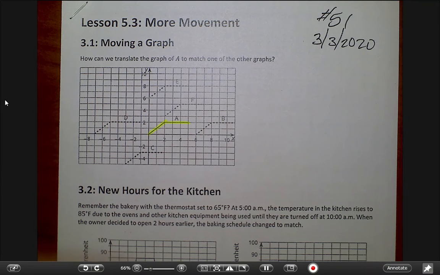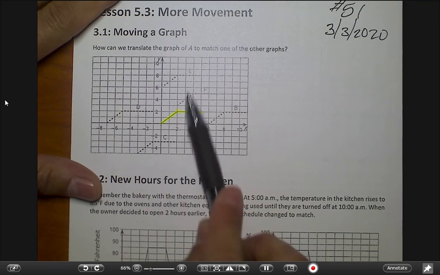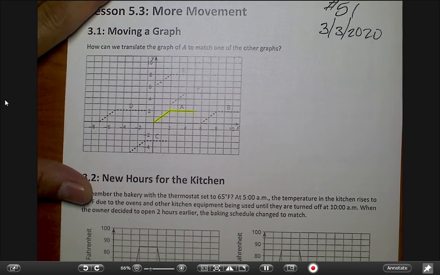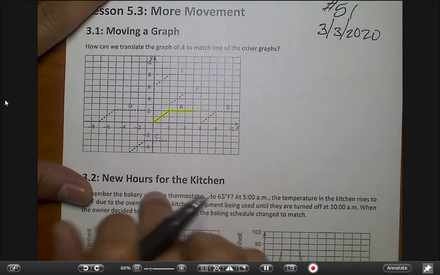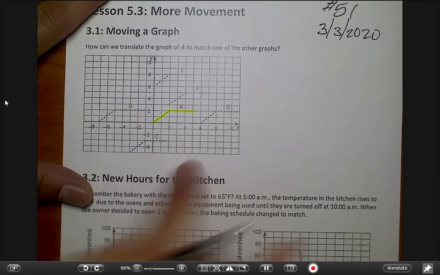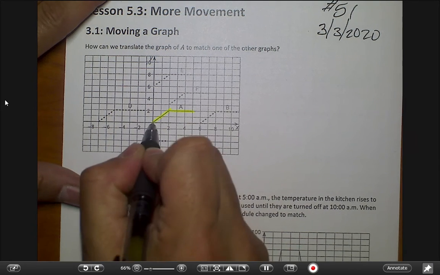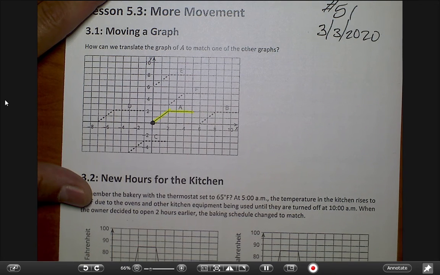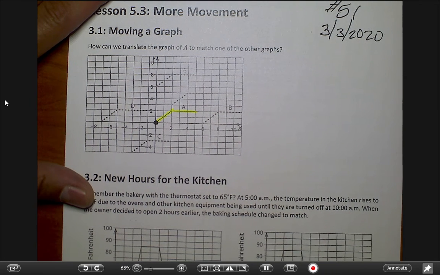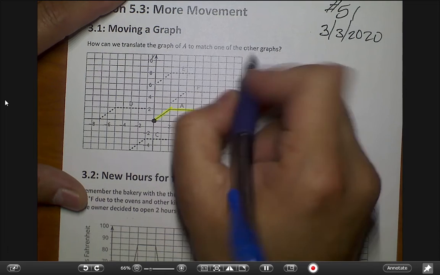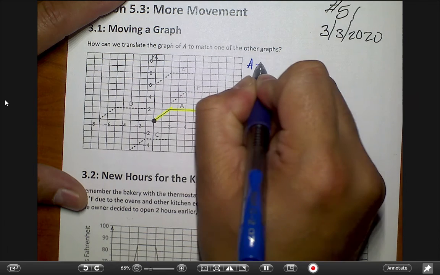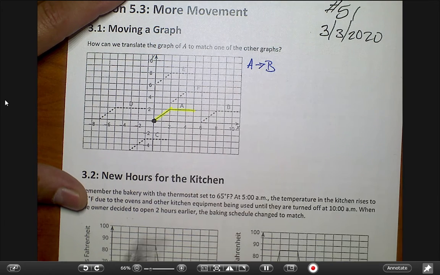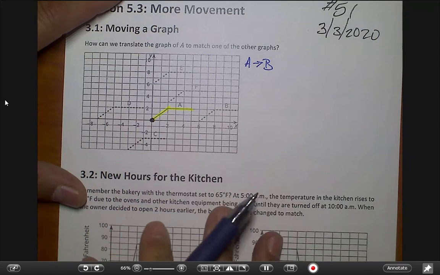Okay, so we're going to go from A to each one of these items over here. Whenever we do this, you always want to pick a single point on that graph or on that function. So I'm picking this one right here at 0, 0. So A is going to move to B. Okay, so what am I going to do to that?